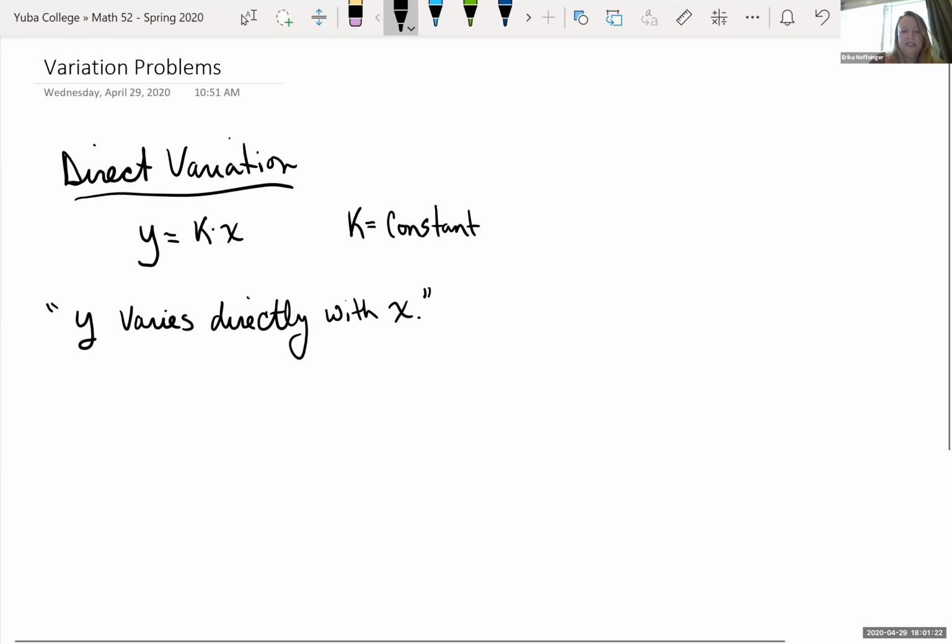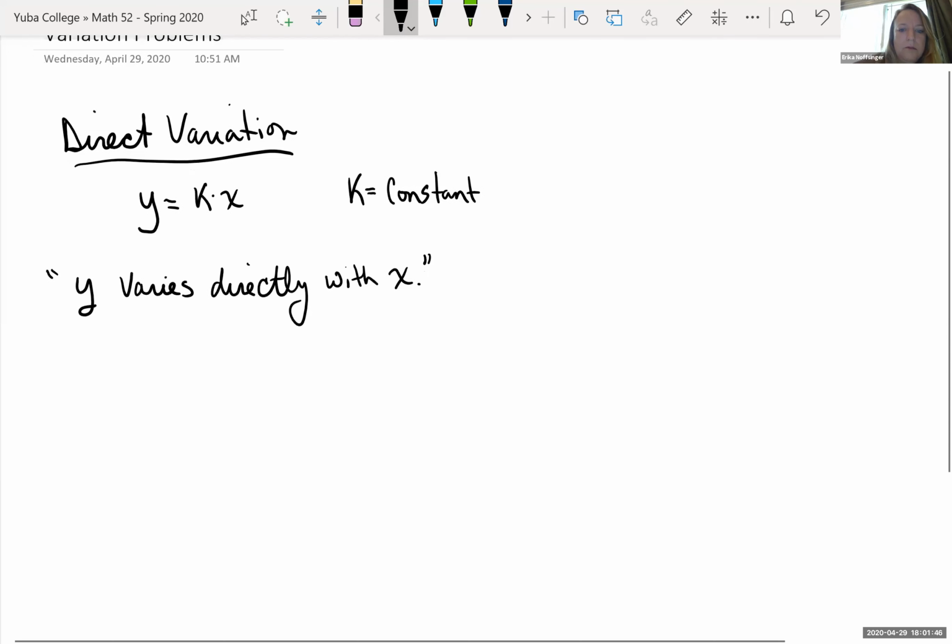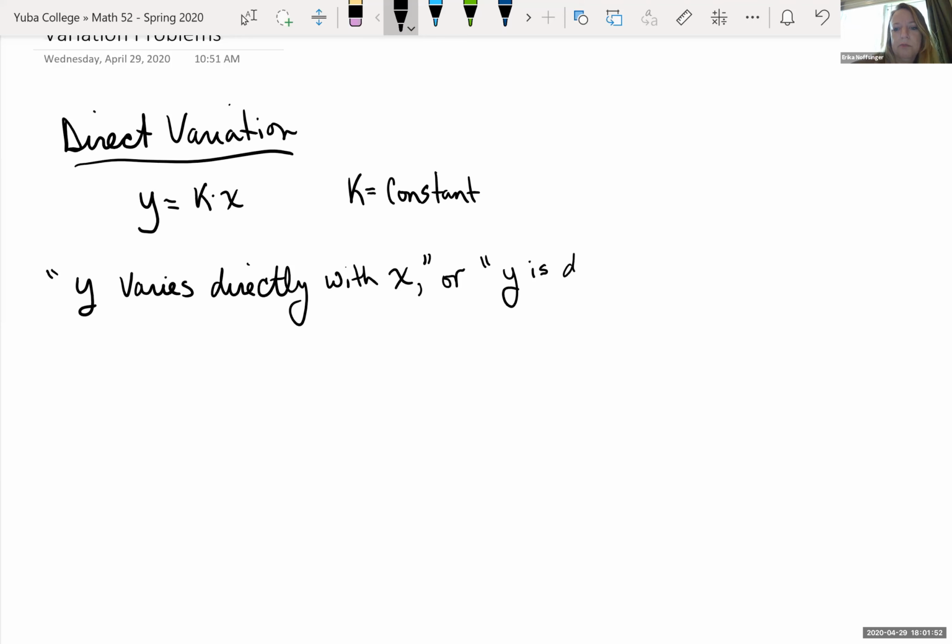So if you hear that when you're reading through the problem, you're going to want to write y equals k times x. They're always going to give us enough information to figure out what k is in the problem. We'll look at that in a minute. They might phrase this, and it means the same thing, as y is directly proportional to x.